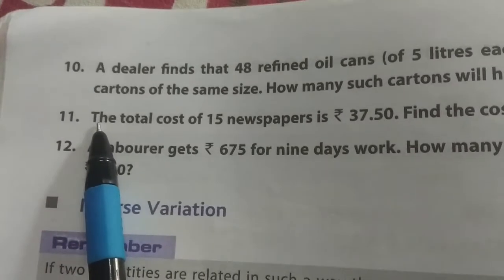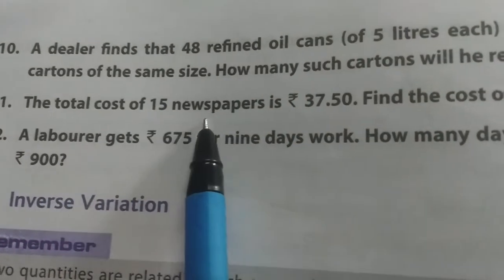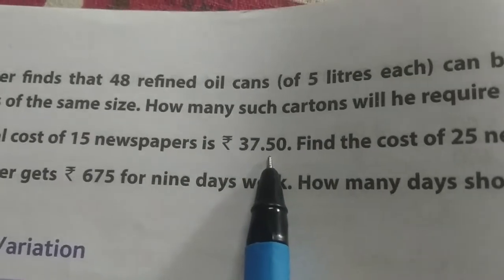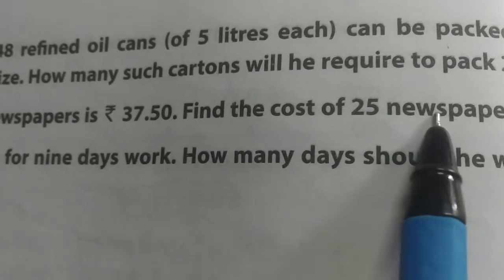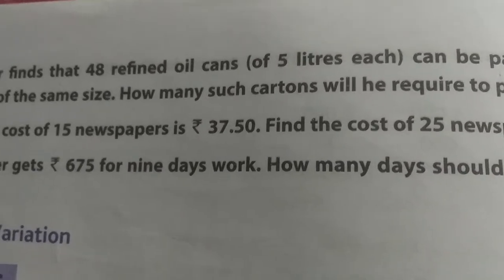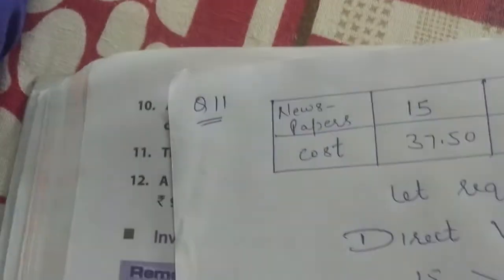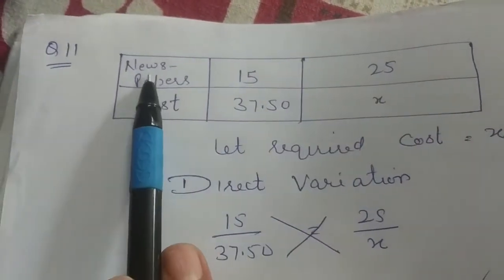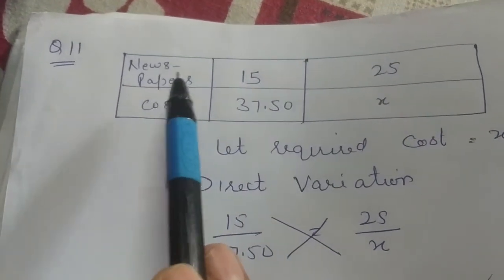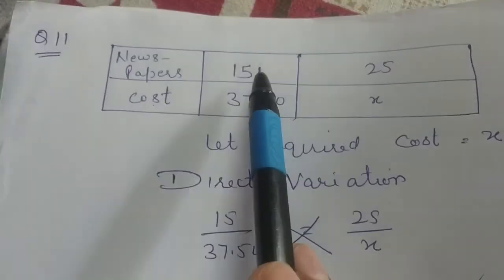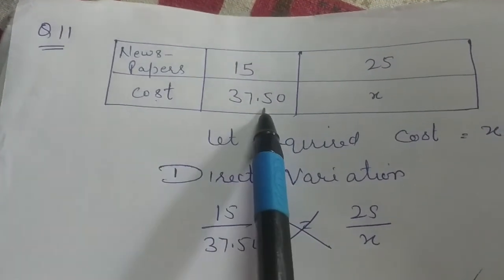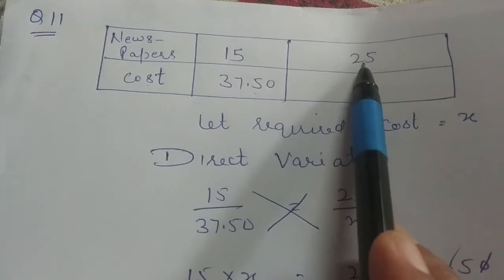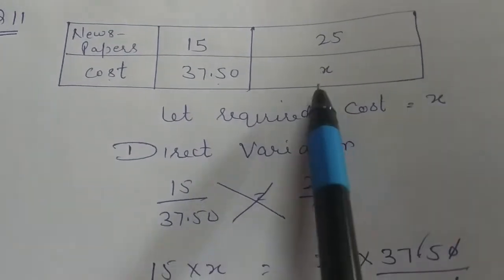Question number 11. The total cost of 15 newspapers is rupees 37.50. Find the cost of 25 newspapers. The solution of this question is, here draw the table, write newspaper and cost. 15 newspapers cost 37.50. We have to find the cost of 25 newspapers. Let the required cost be x.